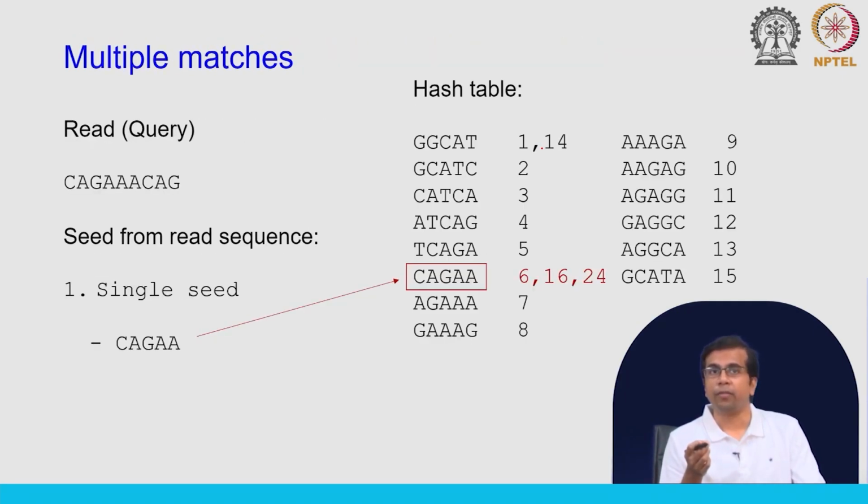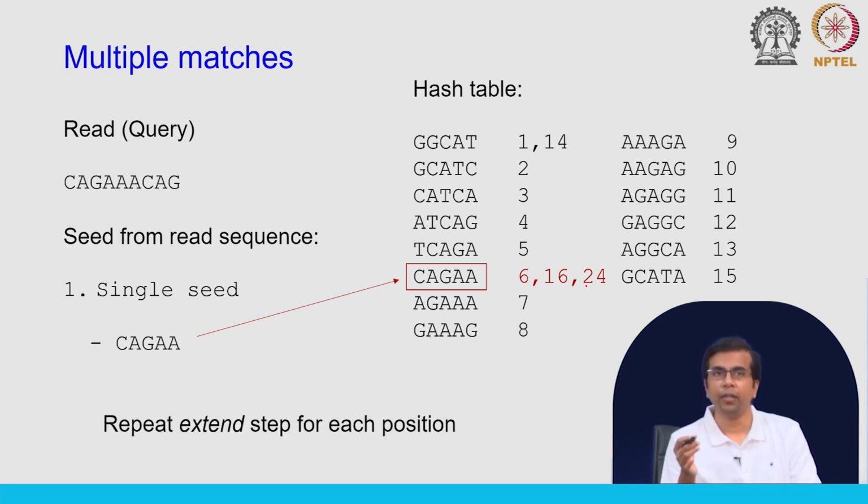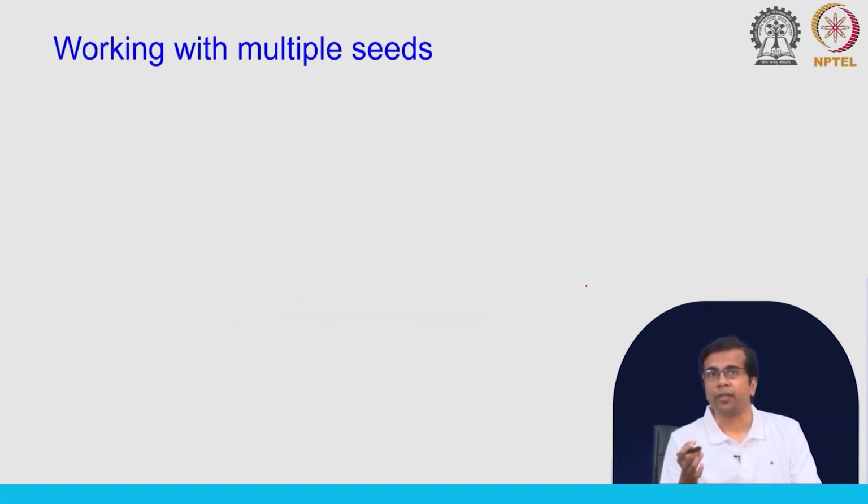Now, here is this. Again, imagine instead of 6 you have 16, 24, for 3 positions. Here you have this match for this seed, then you have to do this extend and align process for all 3 positions. So, this takes time. So, probably it is better to work with multiple seeds.